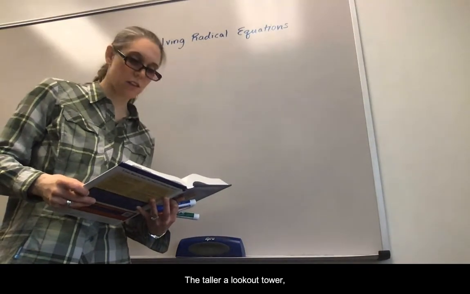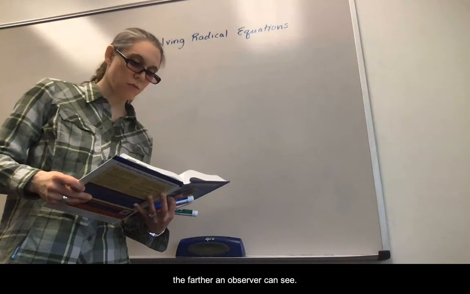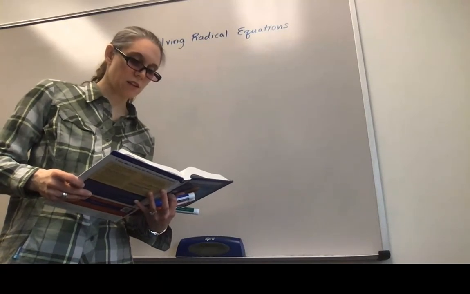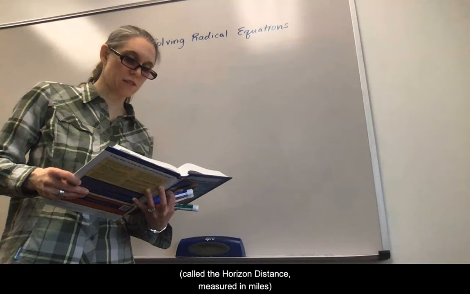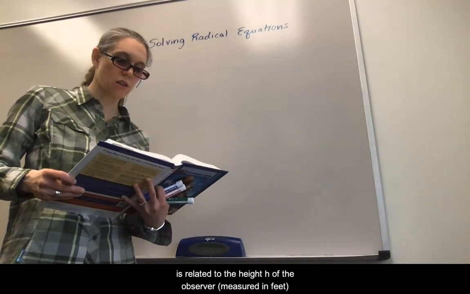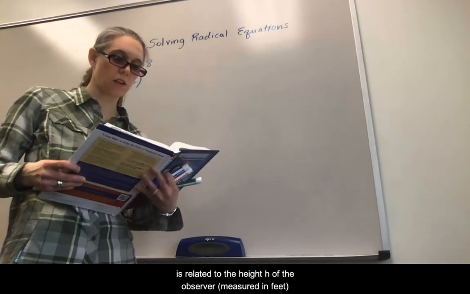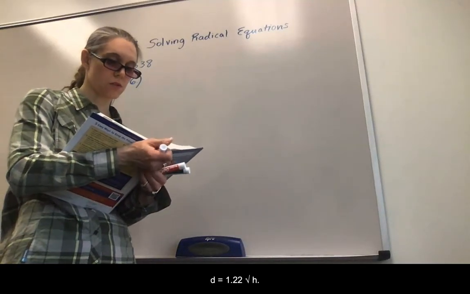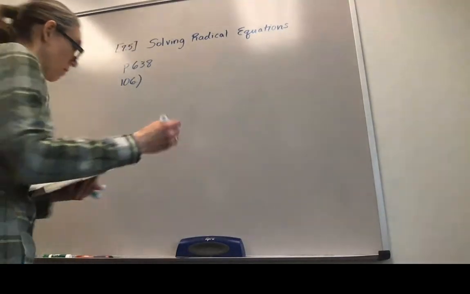The taller a lookout tower, the farther an observer can see. The distance d, called the horizon distance, measured in miles, is related to the height h of the observer measured in feet by the formula d is equal to 1.22 square root of h.